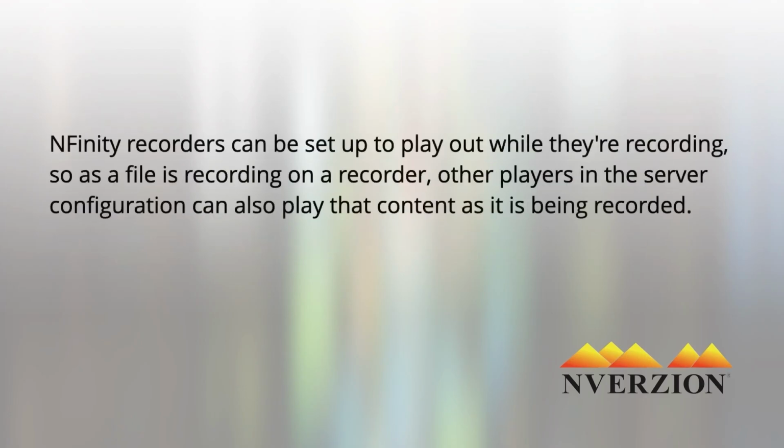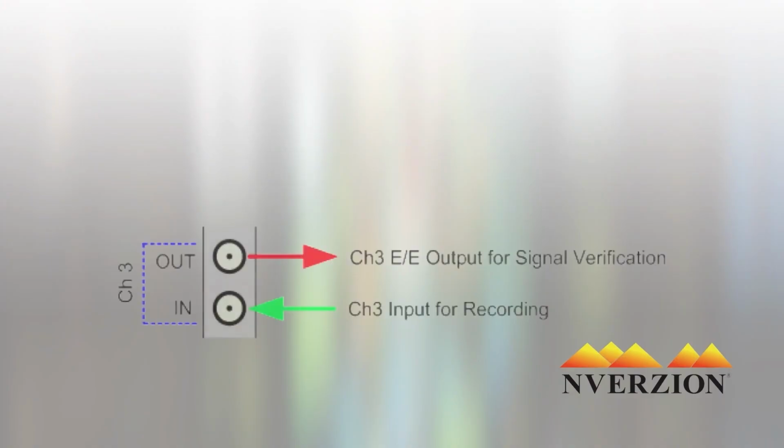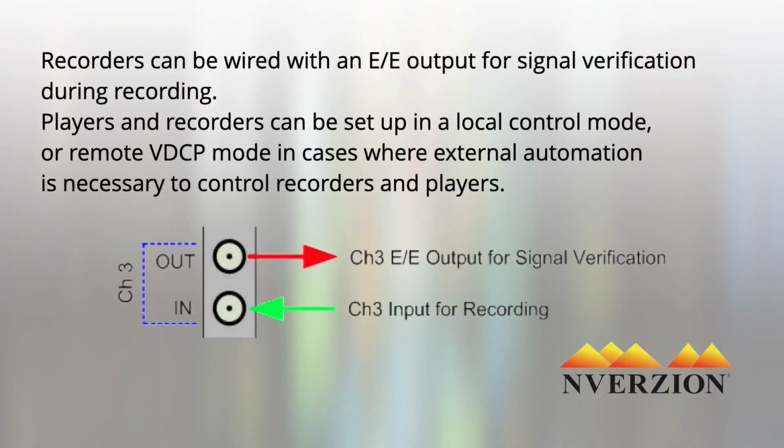NFinity recorders can be set up to play out while they're recording, so as a file is recording, other players in the server configuration can also play that content as it is being recorded. Recorders can be wired with an E2E output for signal verification during recording. Players and recorders can be set up in a local control mode or remote VDCP mode in cases where external automation is necessary to control recorders and players.